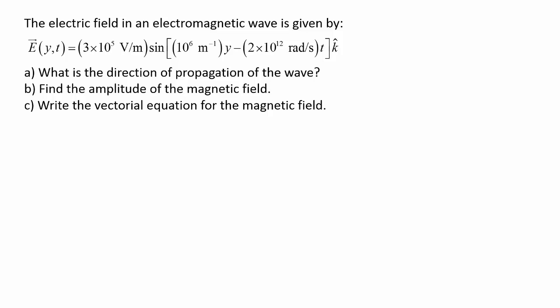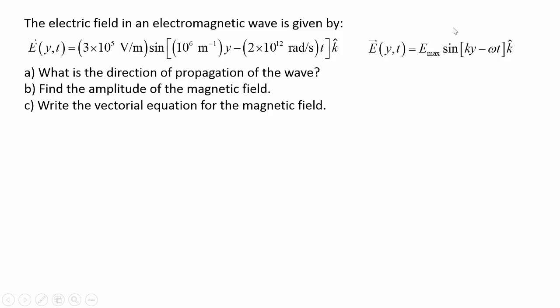Let's start by comparing the equation given for the electric field to the general equation for the electric field that is part of an electromagnetic wave. That equation will be written as the electric field vector as a function of position and time equals the amplitude of the electric field, or the maximum value of the electric field, multiplied by sine of k, the wave number, y is position, minus omega, angular frequency, multiplied by time t, multiplied by a unit vector that shows in which direction the electric field is actually oscillating.